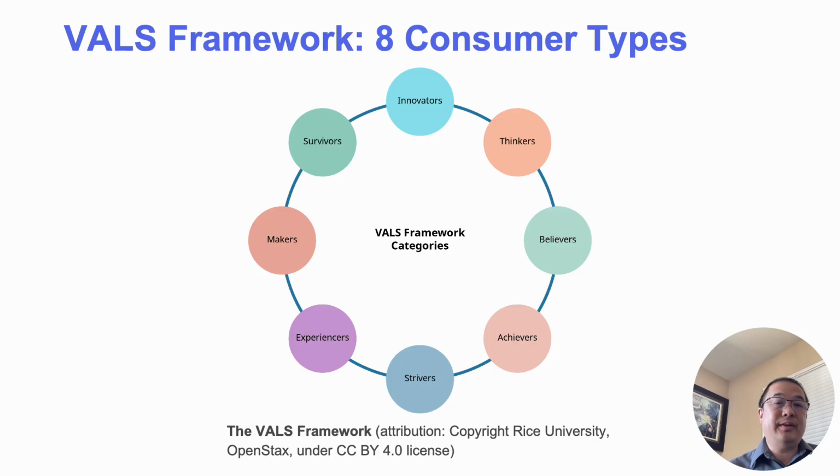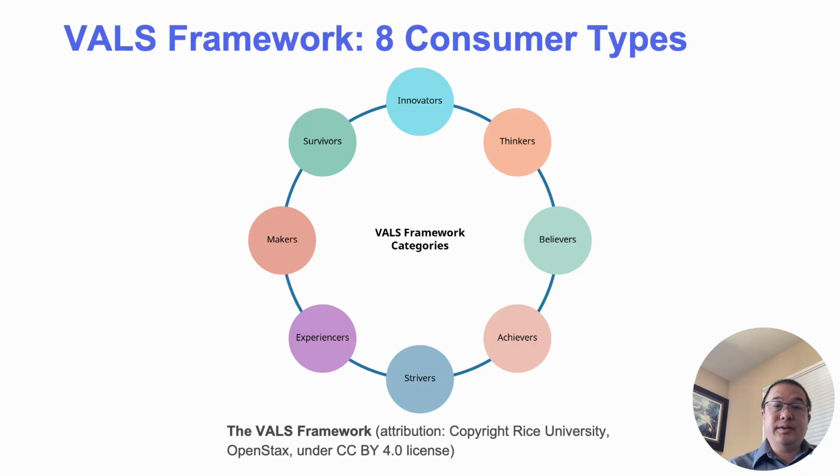Number 1, innovators. The characteristics are high income, successful, confident, open to new ideas, and they like premium products. The buying behavior is they buy the newest technology, they purchase luxury brands, and they care about quality and innovation. Examples include buying the newest iPhone on release day or purchasing a Tesla.